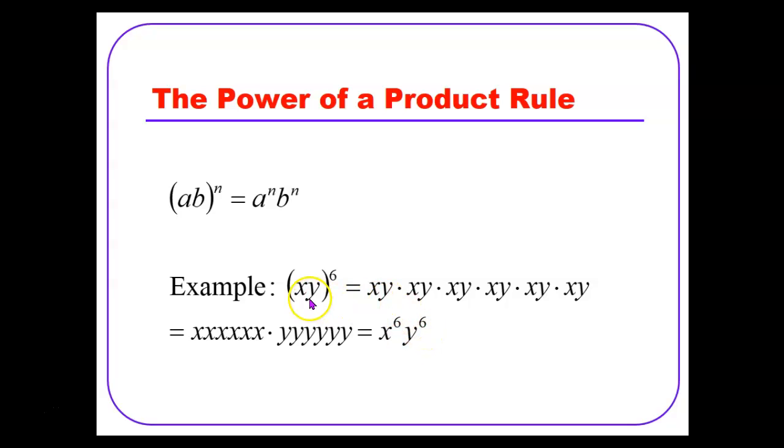And the reason that works is you've got xy times xy times xy times xy times xy times xy, 6 xy's multiplied together. And this is all multiplication, so we are allowed to rearrange the factors. We can multiply in any order. So if we rearrange these so that all the x's are together and all the y's are together, it's x to the 6th power times y to the 6th power.